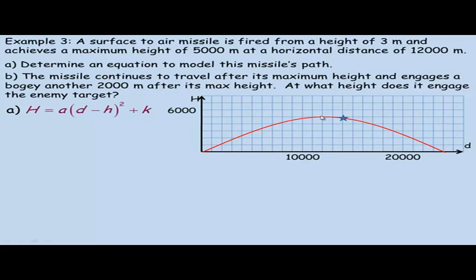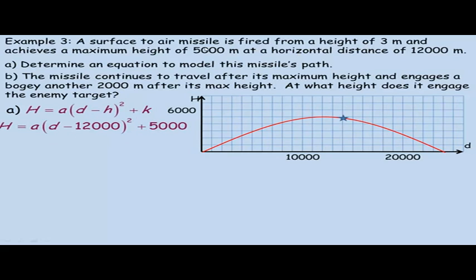Now we're told that the vertex is here at (12,000, 5,000). So that tells us what the h and k numbers are. So we know that much about the equation. h is 12,000. That's the horizontal coordinate of the vertex, and the height there is 5,000, so k would be 5,000. So we know this much about the equation. This is very much like example 2. We just now have to find what a is.